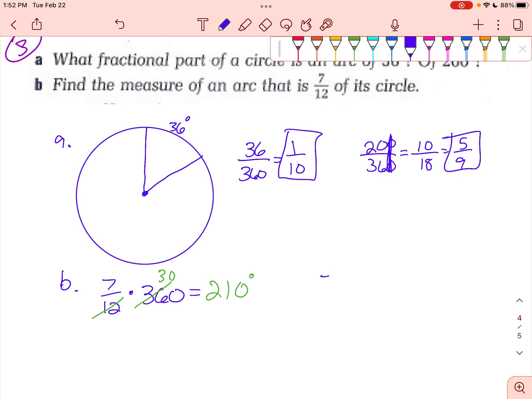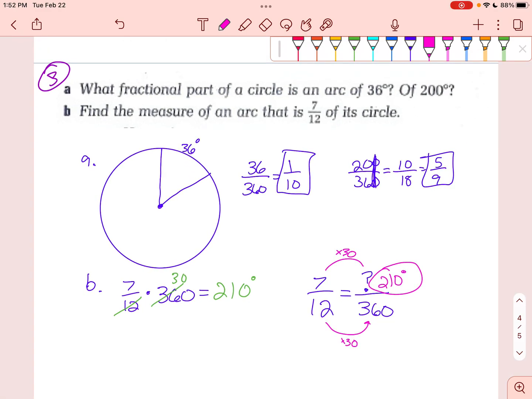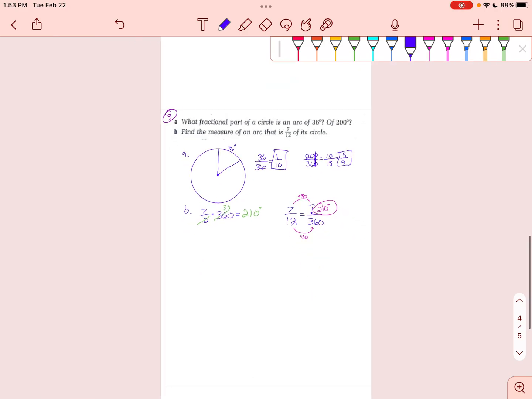A second way of setting this up is 7 out of 12 has to equal how many degrees out of 360, and then you guys can go ahead and cross multiply, or you can just use mental math. To get from 12 to 360, you multiplied by 30, so 7 times 30 is going to give you an equivalent fraction, which again makes this 210 degrees. However you guys would like to set this up, there's lots of different ways. Some people probably are going to do 7 divided by 12 to actually come up with a decimal, and then multiply that by 360, and that's fair game as well.